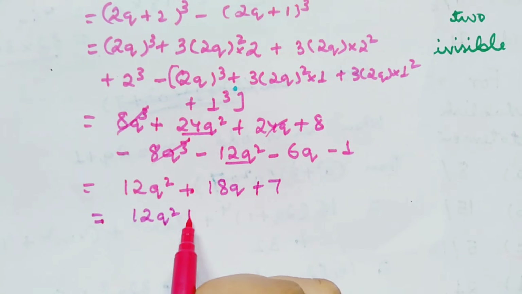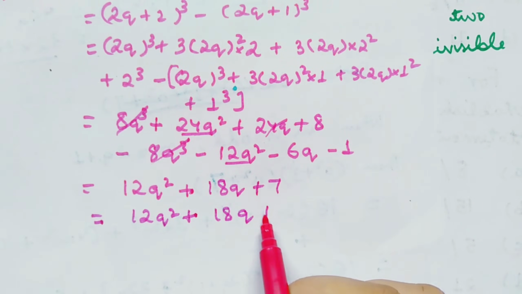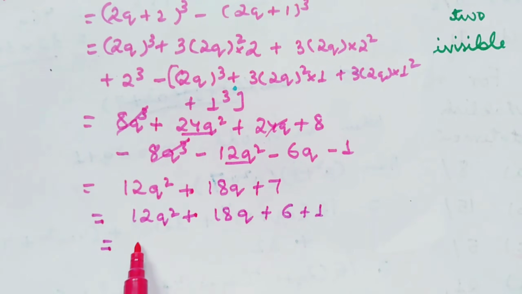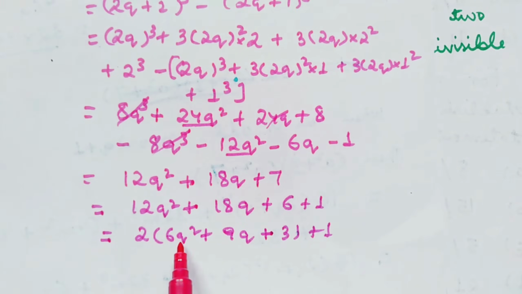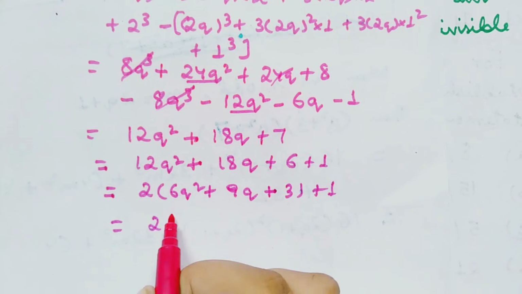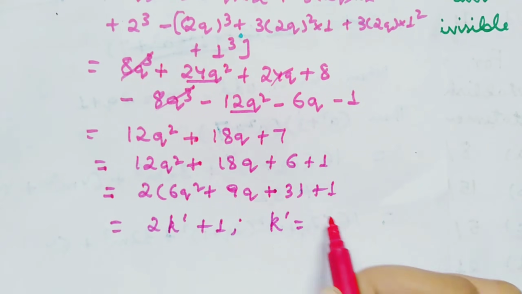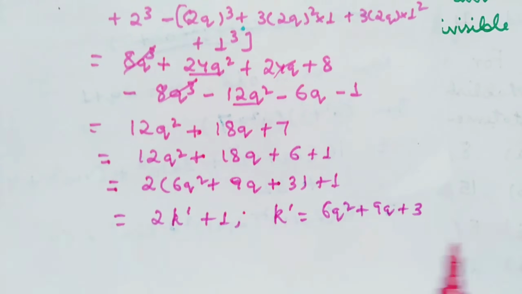See, we can modify this one. Here we have 6 plus 1. Then we can take common 2. We have 2 times (6q squared plus 9q plus 3) plus 1. Now see, q is an integer. This one would be another integer, say k dash, plus 1. K dash is equal to 6q squared plus 9q plus 3.